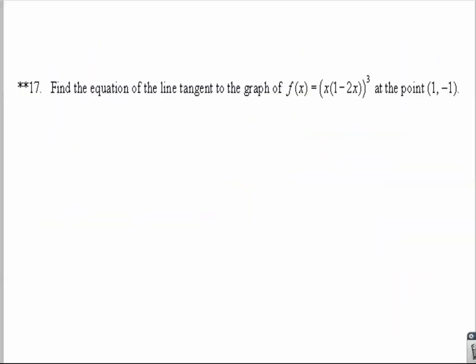Finally, a question that asks a little bit differently how to find the derivative. Find the equation of the line tangent. Well, remember what we need for an equation of a line. We need a point, we have that, and we need a slope. So let's find the slope. What is slope? Derivative. Let's look at this function.